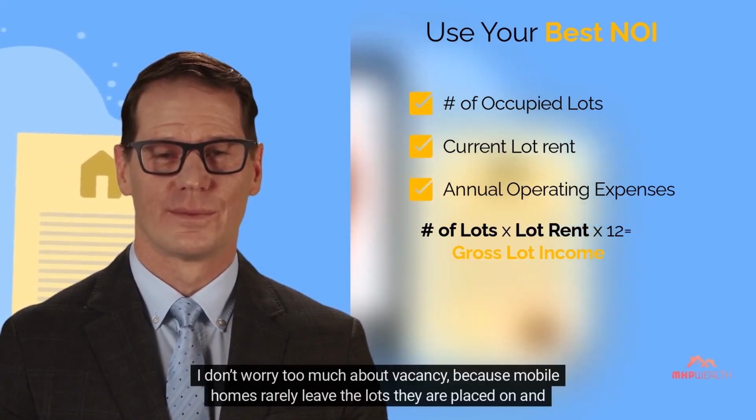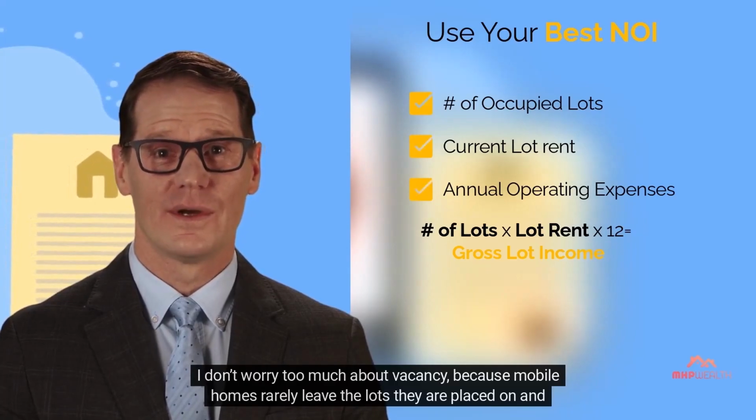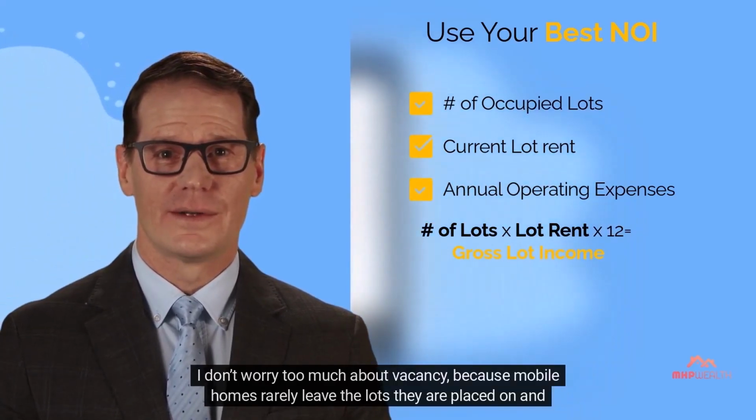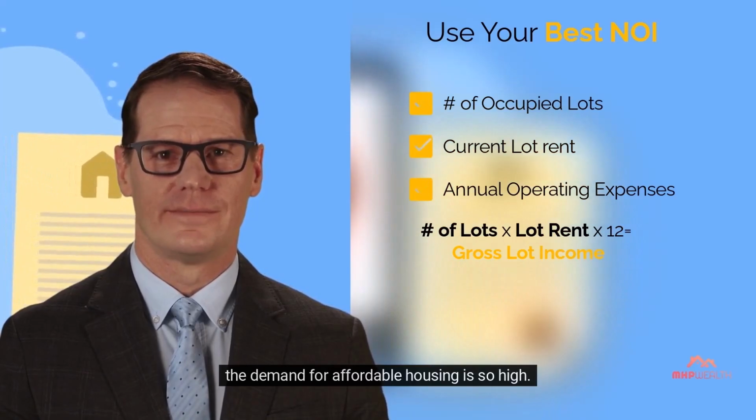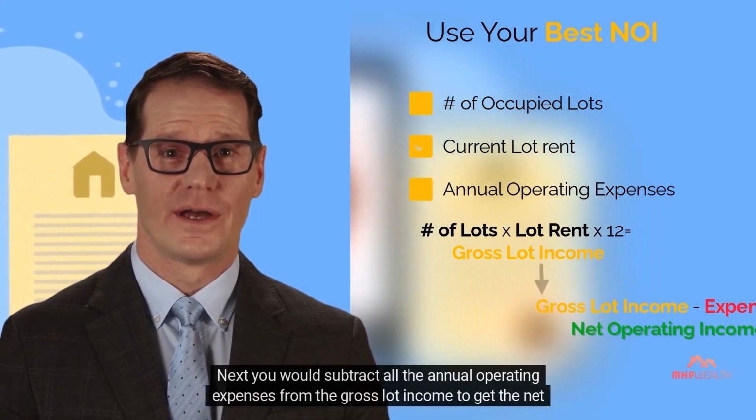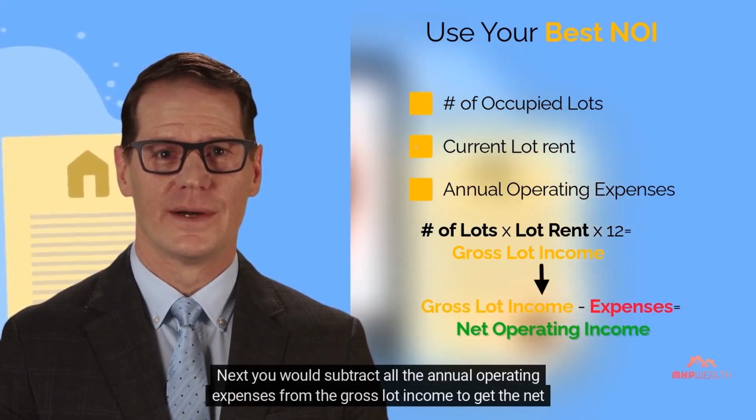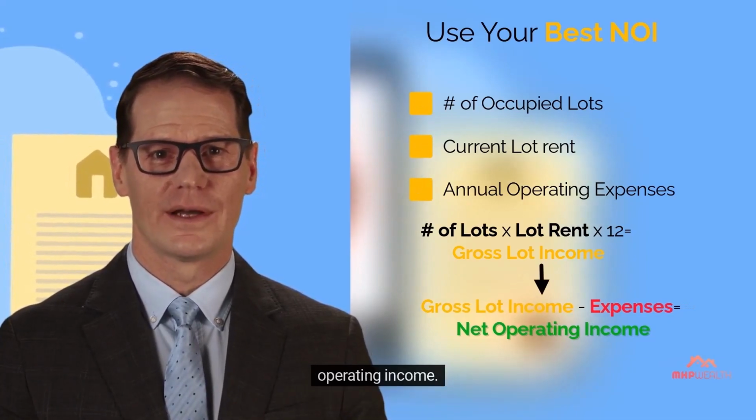I don't worry too much about vacancy, because mobile homes rarely leave the lots they are placed on, and the demand for affordable housing is so high. Next, you would subtract all the annual operating expenses from the gross lot income to get the net operating income.